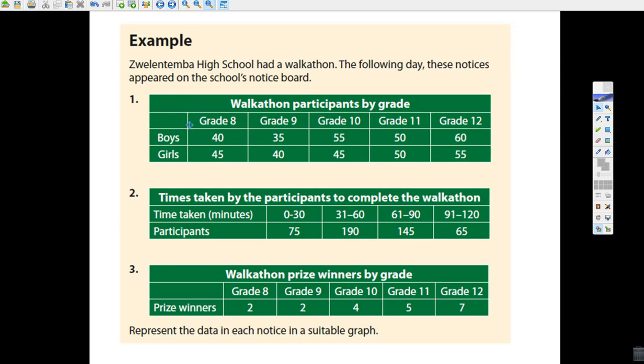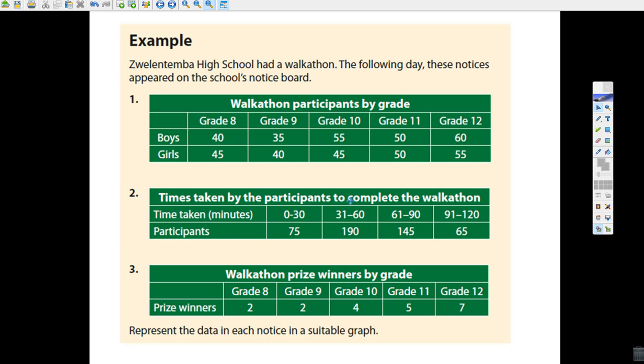Say you had a question here. It starts off, there's a walkathon, participants by grades. There's boys and there's girls in grade 8, grade 9, grade 10, grade 11, and 12, and all these numbers here. And you're thinking about, what should I use for that? Well, look at this one here.